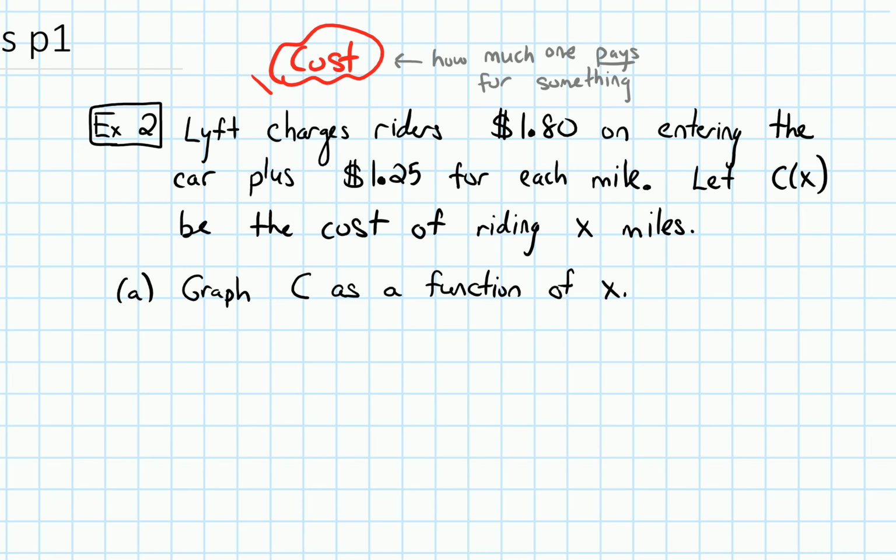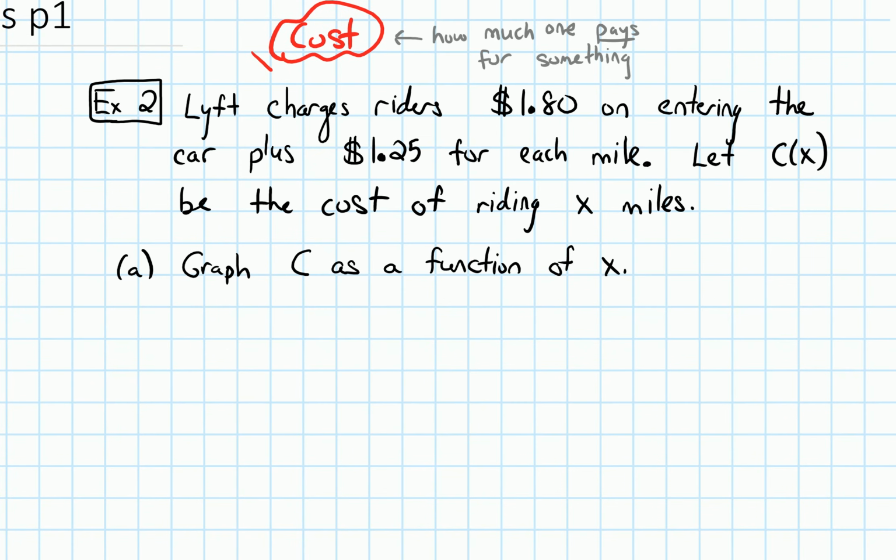So let's start to explore this idea with an example. In this example, I'm continuing my numbering from the previous videos in this section. In the last video I did example 1, this is example 2. This says that Lyft charges riders $1.80 on entering the car, plus $1.25 for each mile that's traveled. Let C of x be the cost of riding x miles. In part A, I want to graph C as a function of x.